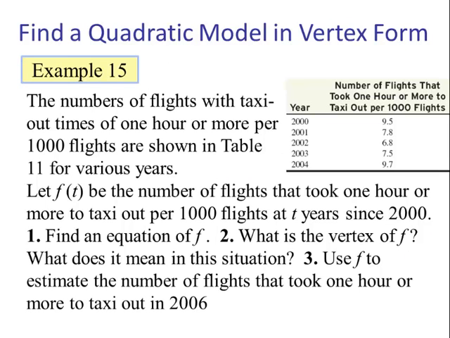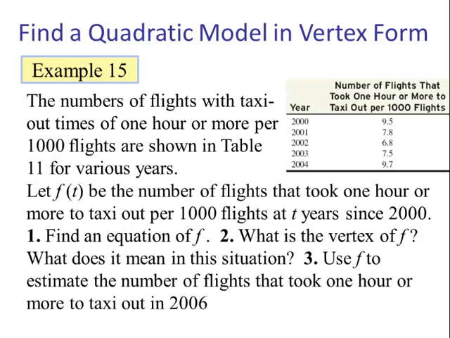Example 15. The number of flights with taxi-out times of 1 hour or more per 1,000 flights are shown in Table 11 for various years. Let f(t) be the number of flights that took 1 hour or more to taxi per 1,000 flights at t years since 2000. Number 1. Find an equation of f. Number 2. What is the vertex of f? What does it mean in this situation?